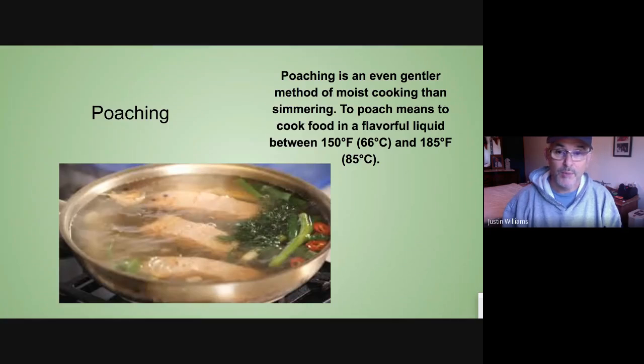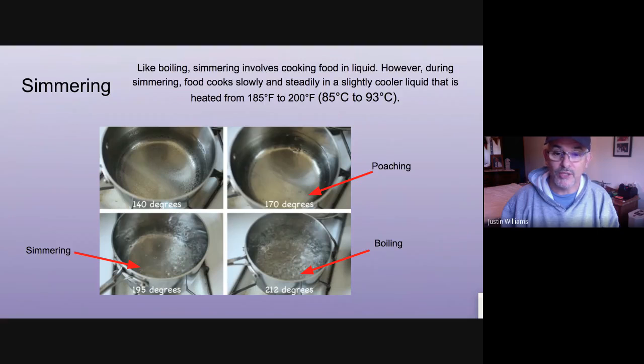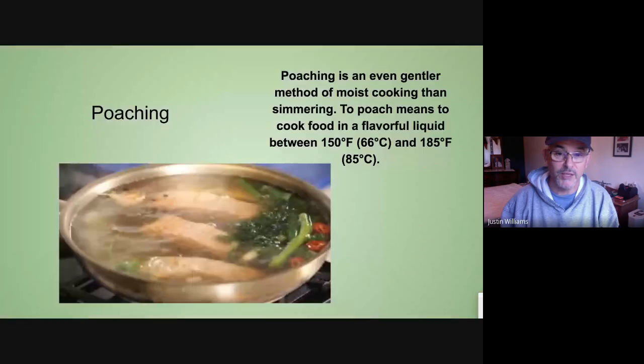All right? Poaching. Okay, so back to what I said before, poaching is 170 degrees approximately. All right, so you go to 150 to 185. It's usually done with a delicate type of fish, or a lot of people know it for eggs Benedict, so you're going to poach an egg.